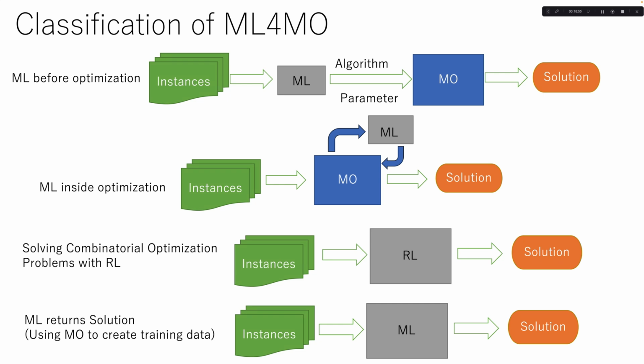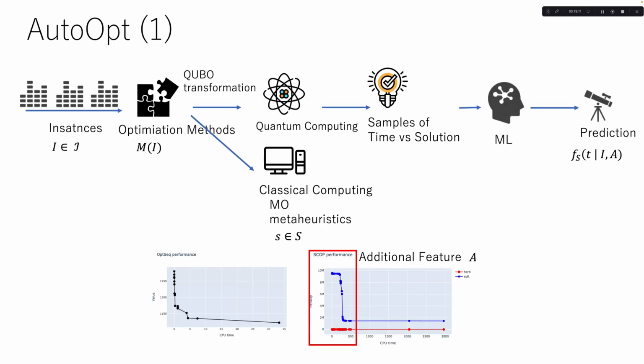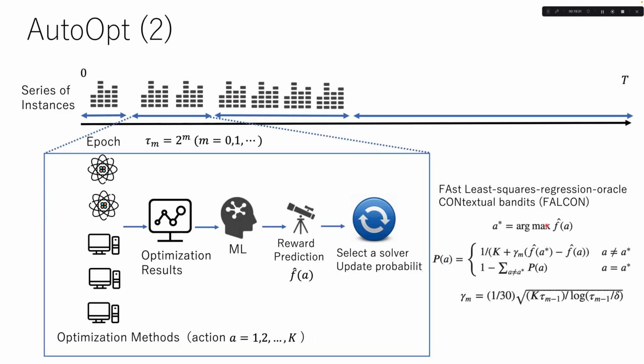When a series of problem instances with numerical values is provided, learning the performance of various optimization methods in advance and selecting methods or parameters with pre-trained ML models can enhance optimization performance. Developing this idea further, we can design AutoOpt, an automated system that continuously learns the performance of multiple optimization models and automatically selects the best one for continuous optimization system operation. By choosing from the candidate optimization models based on learned performance with appropriate probabilities, you can ensure that solver selection always makes efficient use of computational resources, even when problem instances change.